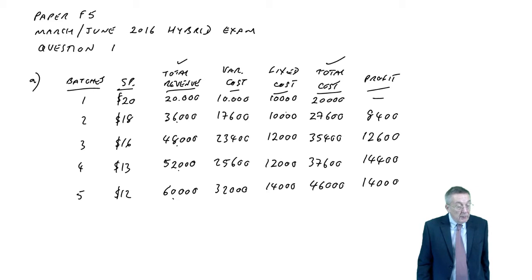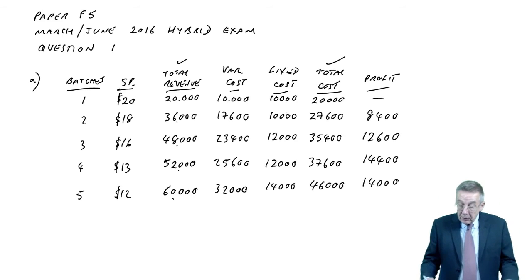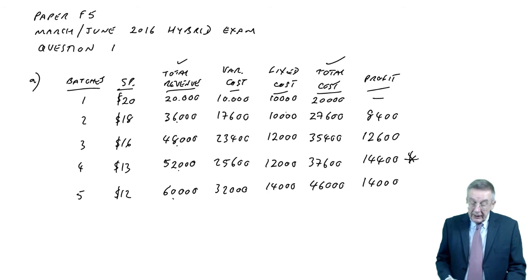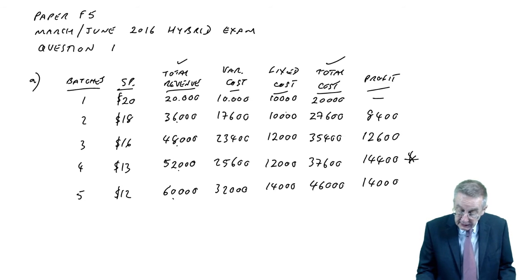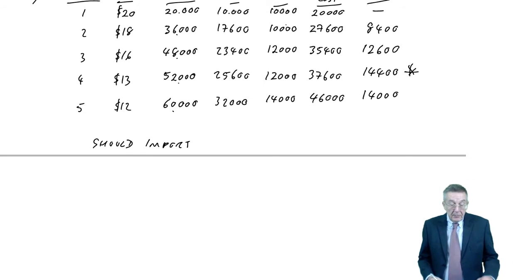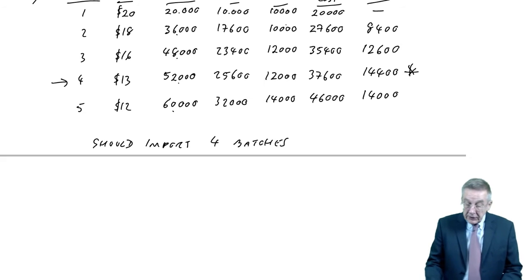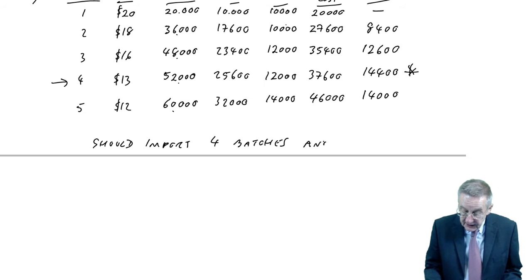So there we are. And what does it say? How many batches should we import and sell to get the biggest profit? The highest profit is 14,400, and therefore, make sure your answer stands out clearly. To get the maximum profit, we should import 4 batches. And although it doesn't actually ask for it, I'm going to write down, and sell at $13 per unit.